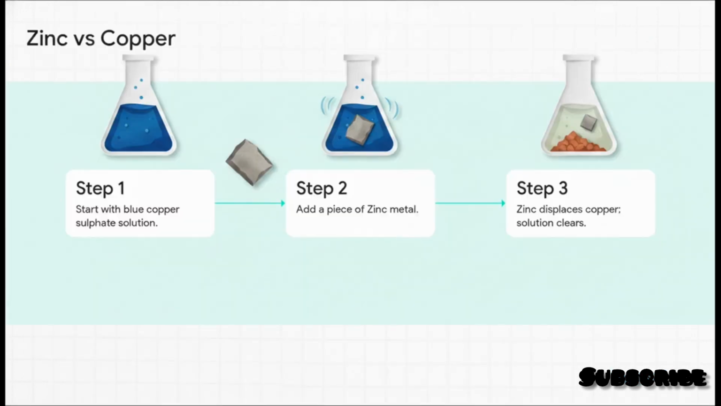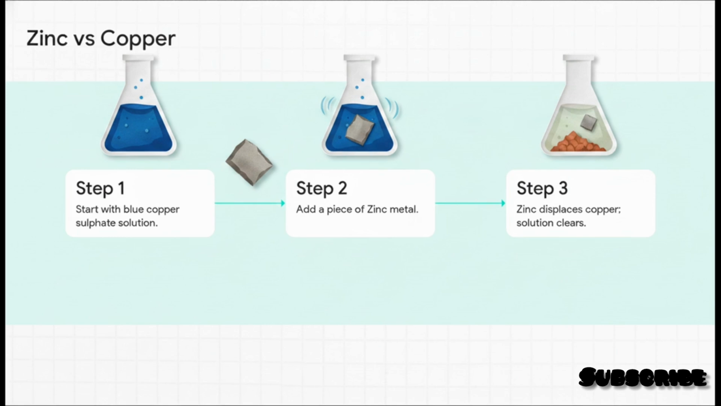Let's see how this actually plays out in a real experiment. In step 1, we start with this beautiful blue copper sulfate solution. Then, step 2, we drop a piece of zinc metal right into the beaker. And in step 3, the magic happens. The solution gradually loses that blue color entirely, and copper metal just gets deposited right at the bottom.